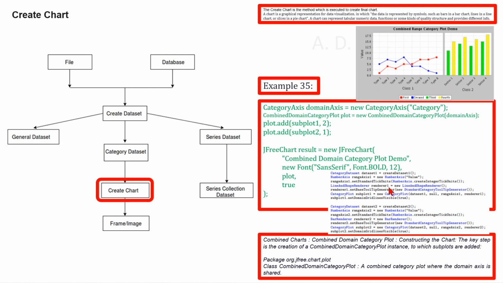The subplots are regular CategoryPlot instances that have had their domain axis set to null. For example, in the demo application, the following code is being used there. It includes some customization of subplots.